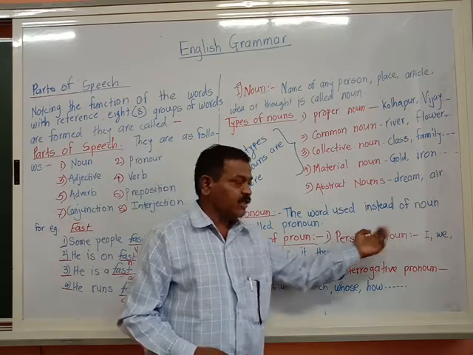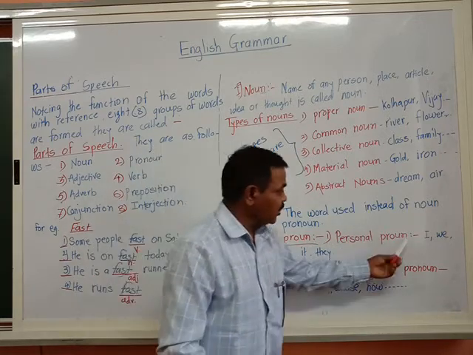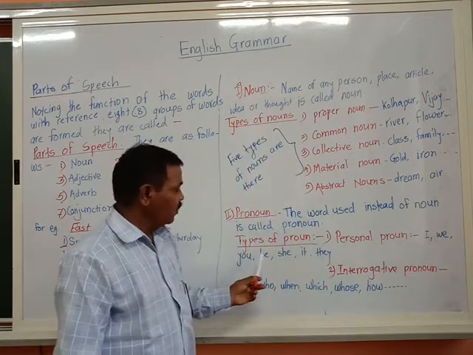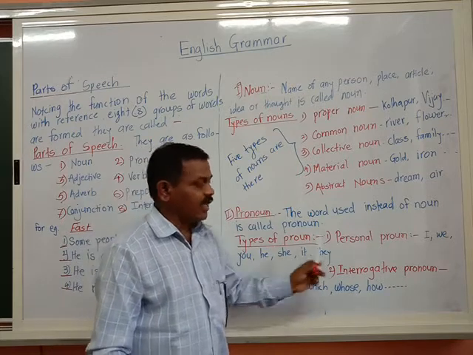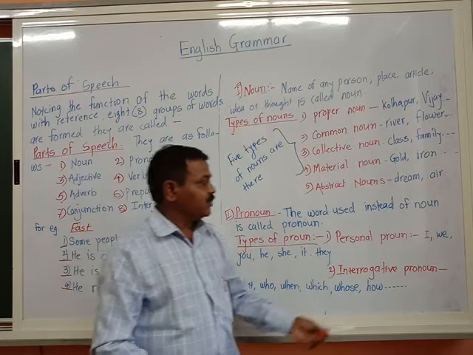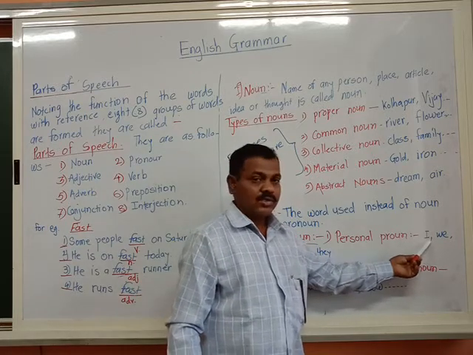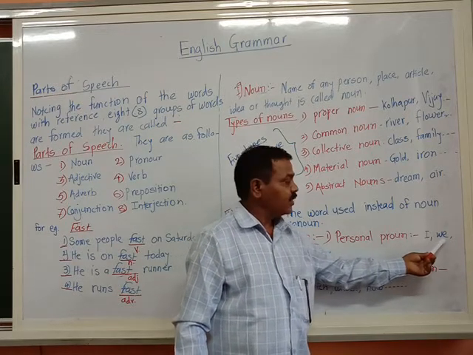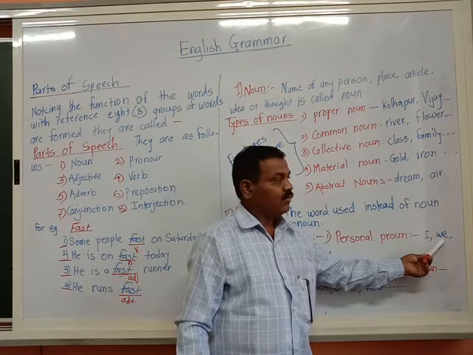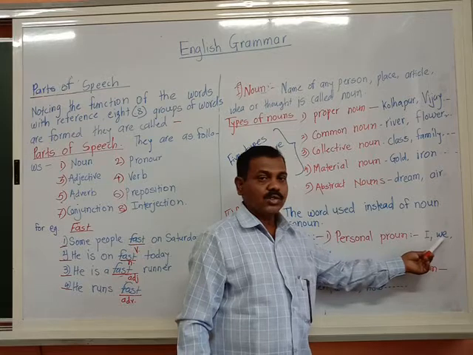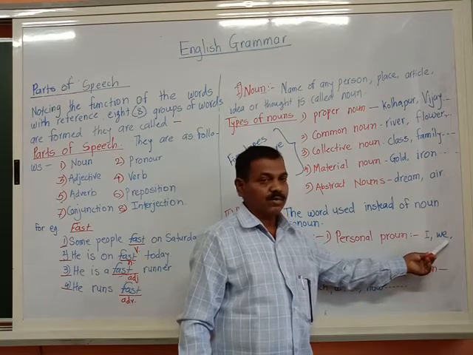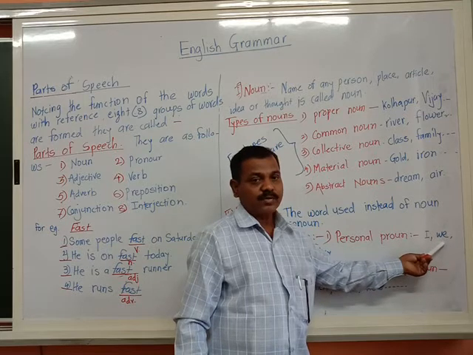The first type is the personal pronoun. Examples are: I, we, you, he, she, it, they. They are the personal pronouns. When we speak of ourselves singly, I can say I. For many people we use we. When we talk about ourselves, this is first person: I and we.